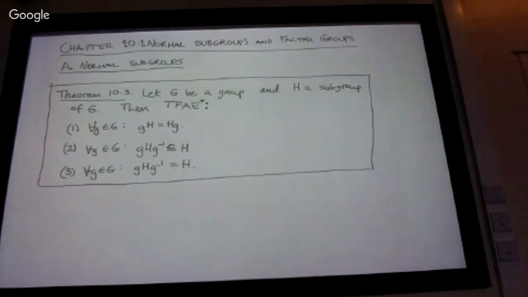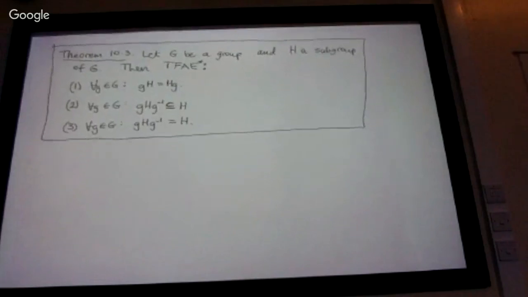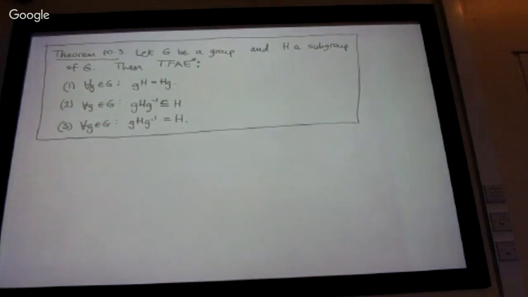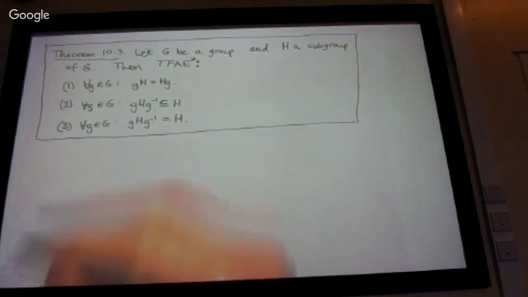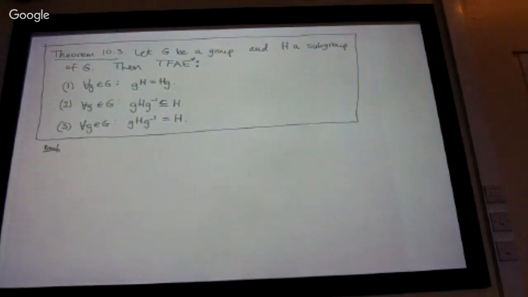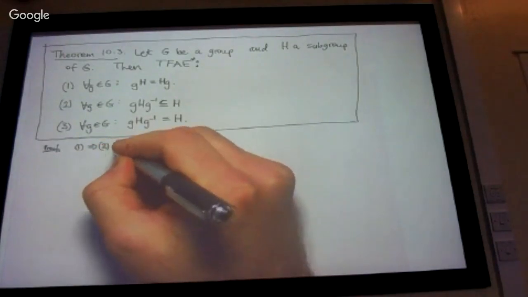Theorem. I'm using my ruler as a bookmark. Okay. Can't remember the proof, so I need to. We just trust you. Yes. It's probably in the book. It is in the book.